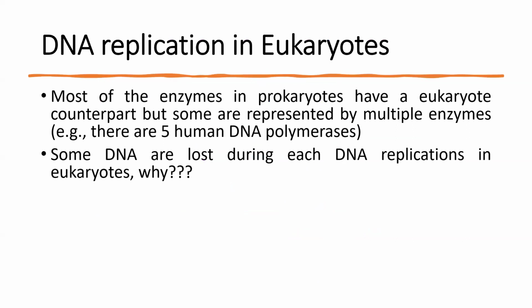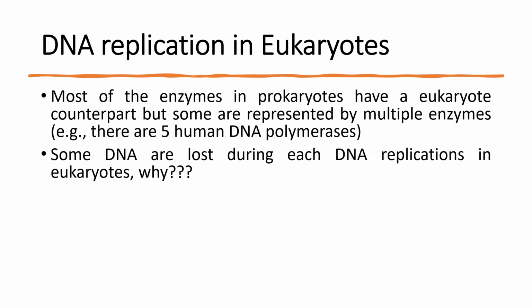Number two, most of the enzymes in prokaryotes have a eukaryote counterpart, but some are represented by multiple enzymes. So, for example, in E. coli, there are only DNA polymerase 1 and 3, but in humans, there are 5 different ones. Okay, there is DNA polymerase 2, and then a few other ones that exist. Okay, but for the most part, they do the same thing.